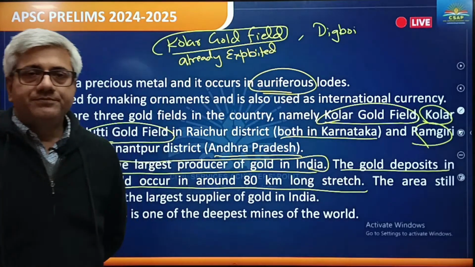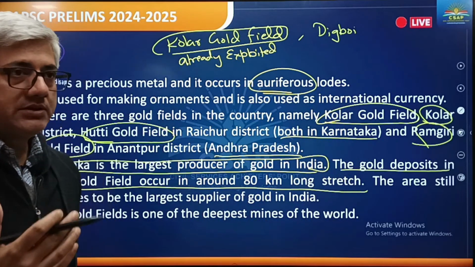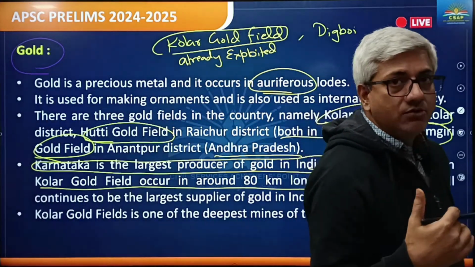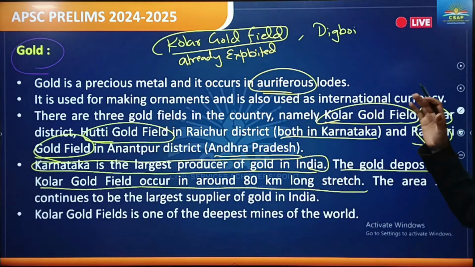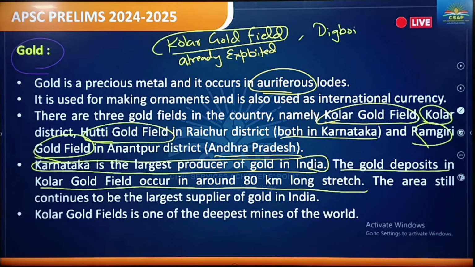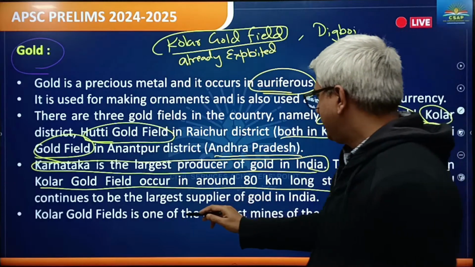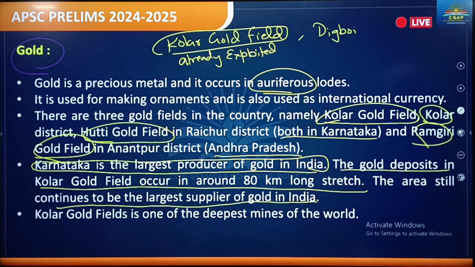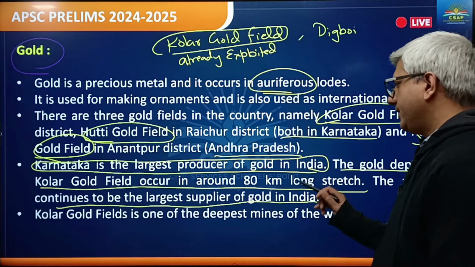Who exploited it? The British exploited it. And after all that exploitation, they have taken most of the resource to their native place, that is to England. But still, as I hope you have understood this point, the area still continues to be the largest supplier of gold in India. So Kolar gold field still continues to be the largest supplier of gold in India.